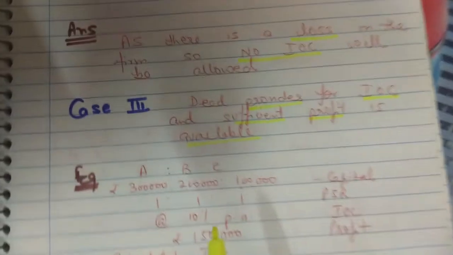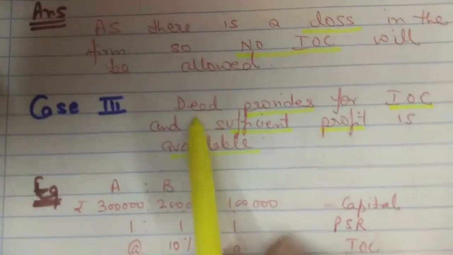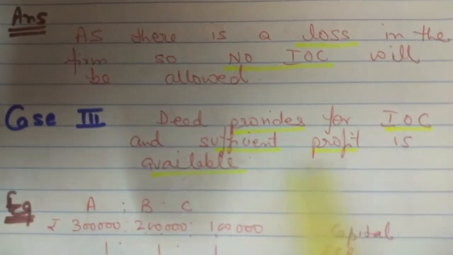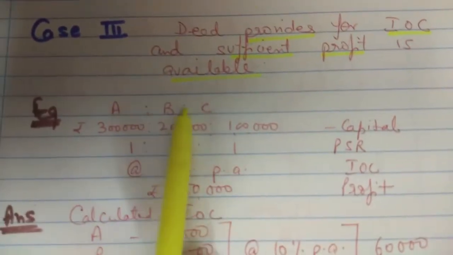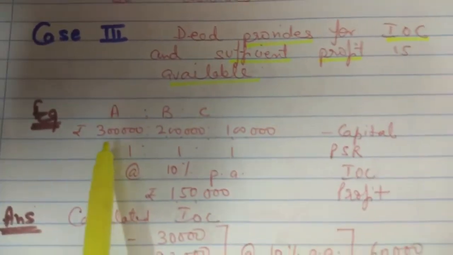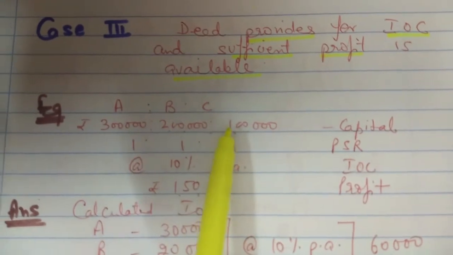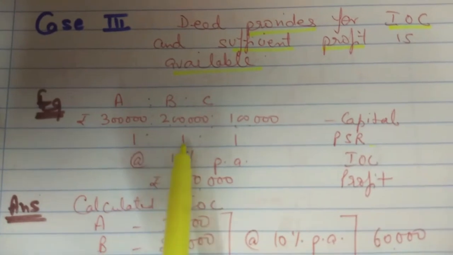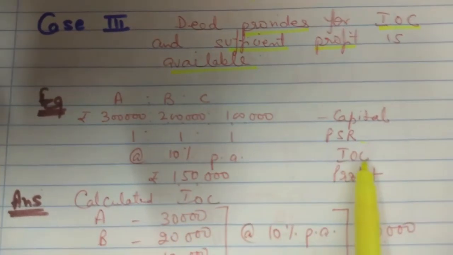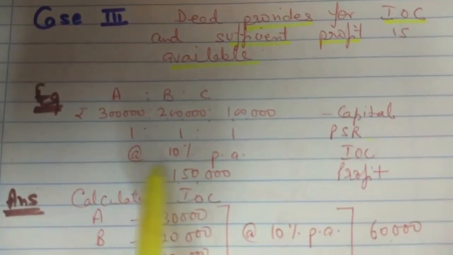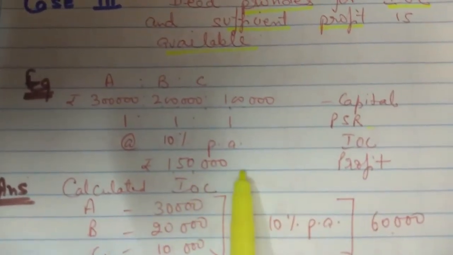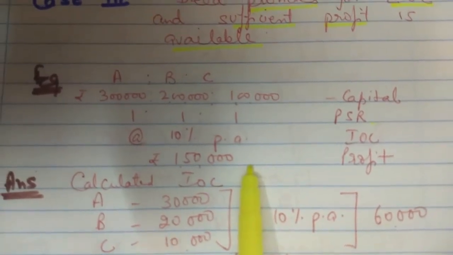Now case 3, it goes like this. Partnership deed provides for IOC and sufficient profit is available. For example, A, B, C, three partners are there. Their capitals are 3 lakh, 2 lakh and 1 lakh. Their profit sharing ratio is 1:1:1. IOC is allowed at the rate 10% per annum and profit is rupees 1,50,000.